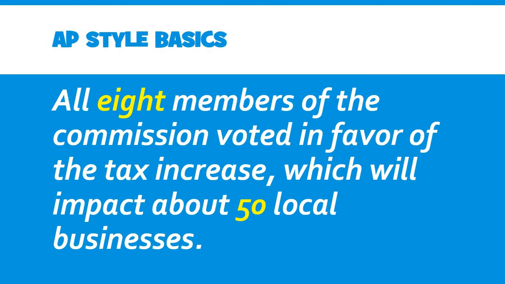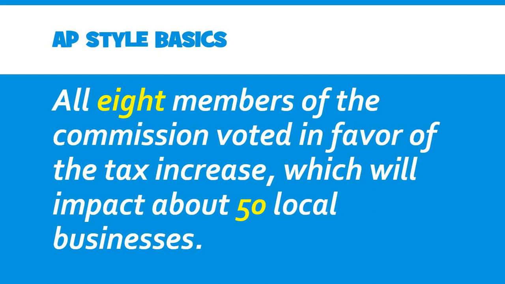So, for example, in the sentence, all 8 members of the commission voted in favor of the tax increase, which will impact about 50 local businesses. The number 8 is typed out because it is single digit, so we are using EIGHT. We are spelling it out, whereas the number 50 is using Arabic numerals or numbers because it is double digit.